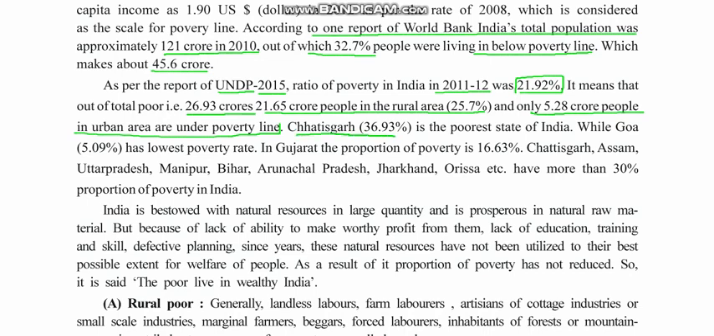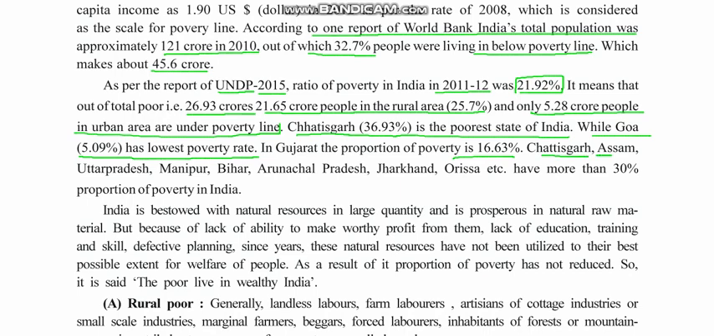Chhattisgarh with 36.93% is the poorest state in India, while Goa with just 5.09% has the lowest poverty rate. So we can say Goa has the lowest poverty rate. Now you cannot say that Goa is the richest state, but the rate of poverty is less in comparison to others. In Gujarat, the proportion is 16.63 percent, so that is medium, not too high, not too low.